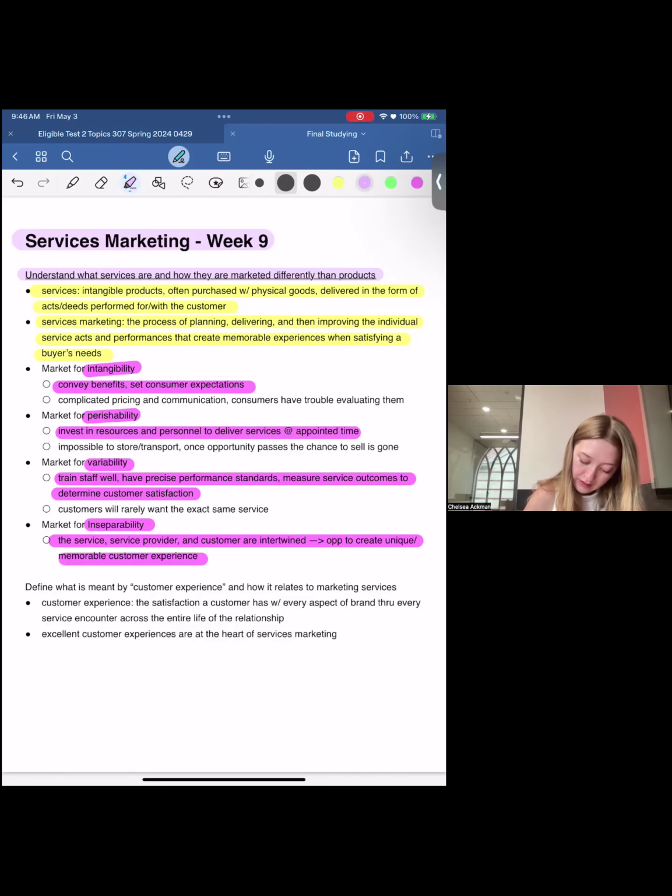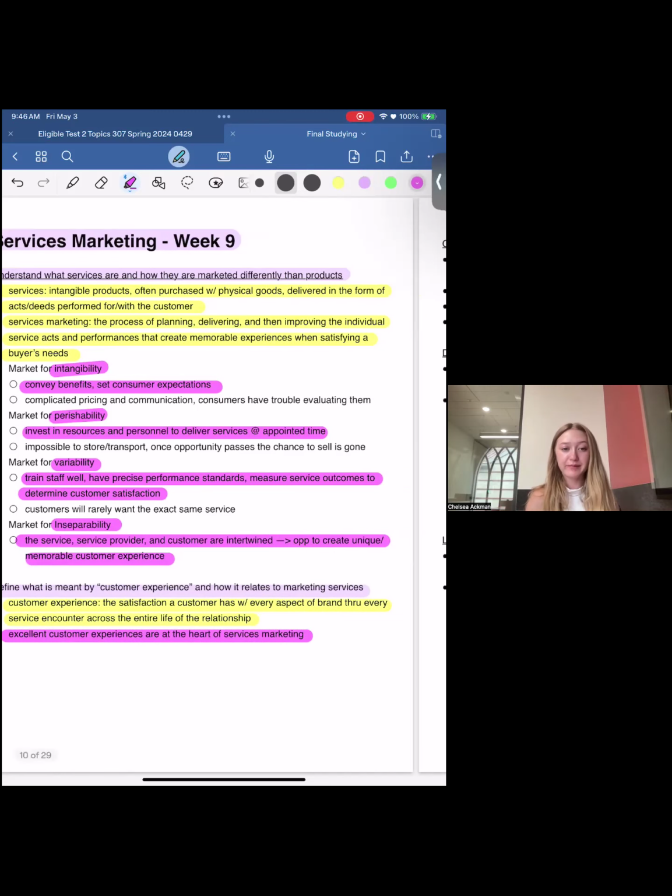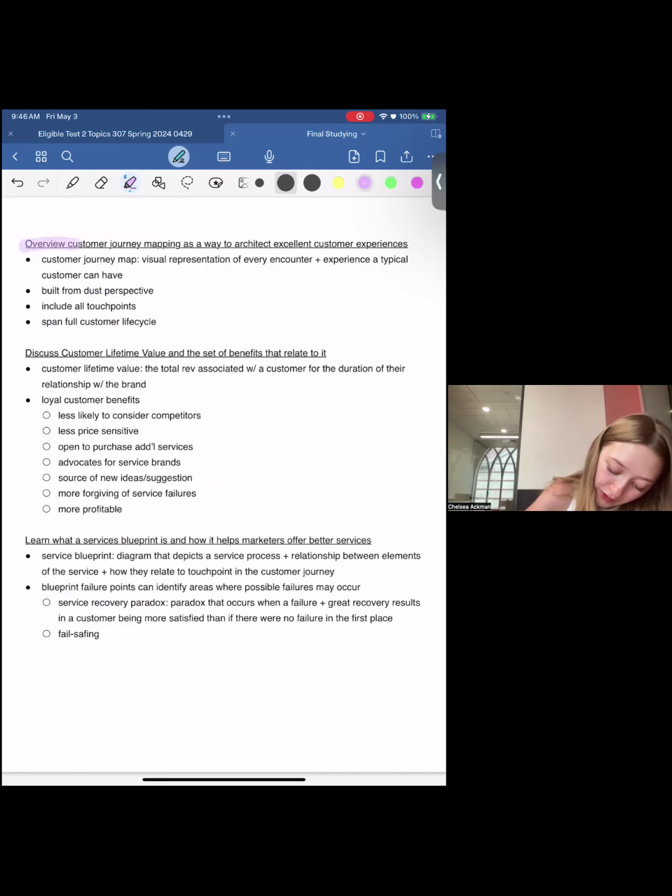Define what is meant by customer experience and how it relates to marketing services. Customer experience is the satisfaction a customer has with every aspect of the brand through every service encounter across the entire life of the relationship. And excellent customer experiences are at the heart of service marketing. Overview the customer journey mapping as a way to architect excellent customer experiences. A customer journey map is a visual representation of every encounter and experience a typical customer can have. It's built from the customer perspective, includes all touch points, and spans the full customer lifecycle.